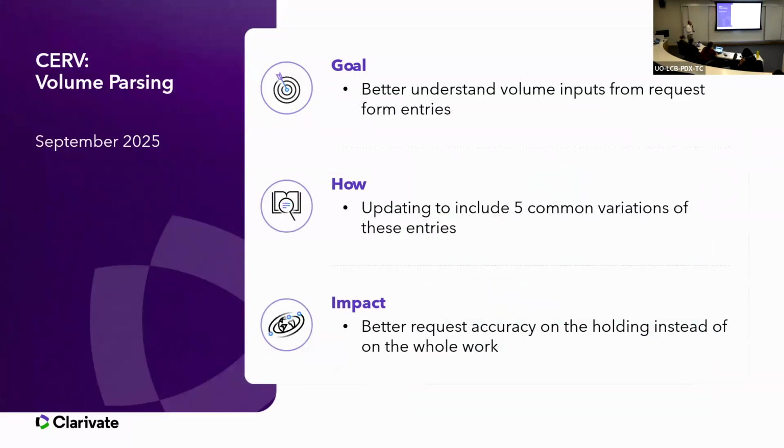And another one is related to volume parsing. The idea here is that folks in the community noticed that some formats of volumes for requests being submitted weren't correctly corresponding to what lenders were able to fulfill. So we recognized that there were a number of different variations of how volumes can be formatted, and we included those in the process that we use to match a request to potential lenders. The result, of course, is better accuracy on the holdings and getting that request to lenders that can lend those specific volumes. That actually just came out in September.